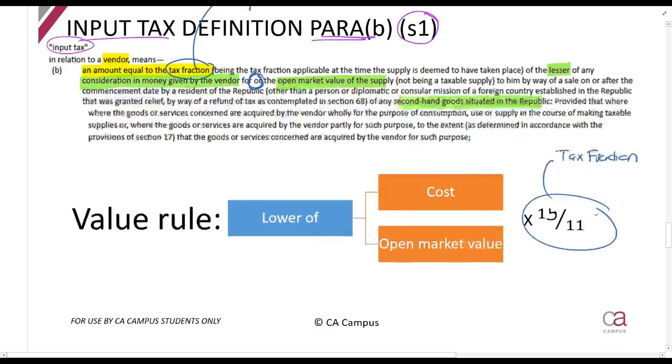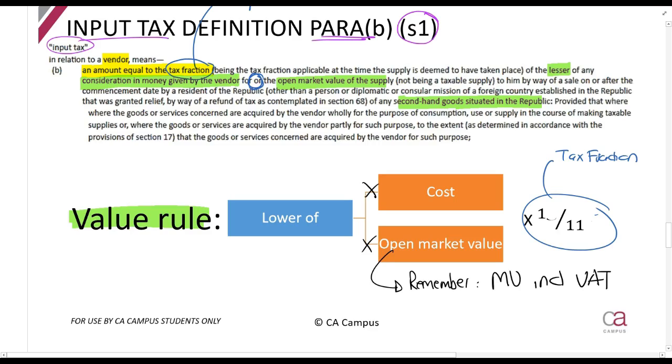Now guys, important, remember, each thing has a value rule and a timing rule. So the value rule says you must use the lower of the cost or the open market value. Remember, open market value is the market value including VAT. Right? Then they tell you, provided that where it was acquired by the vendor wholly for such purpose or partly for such purpose, then you can claim the VAT. So basically they're saying if you are making taxable supplies, for the making of taxable supplies, then you can claim it.